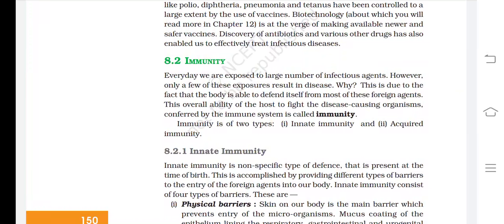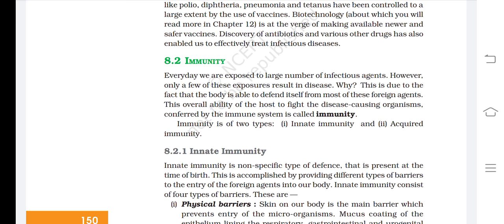Immunity. Every day we are exposed to a large number of infectious agents. However, only a few of these exposures result in disease. Why? This is due to the fact that the body is able to defend itself from most of these foreign agents. This overall ability of the host to fight the disease-causing organisms, conferred by the immune system, is called immunity. Immunity is of two types: innate immunity and acquired immunity.